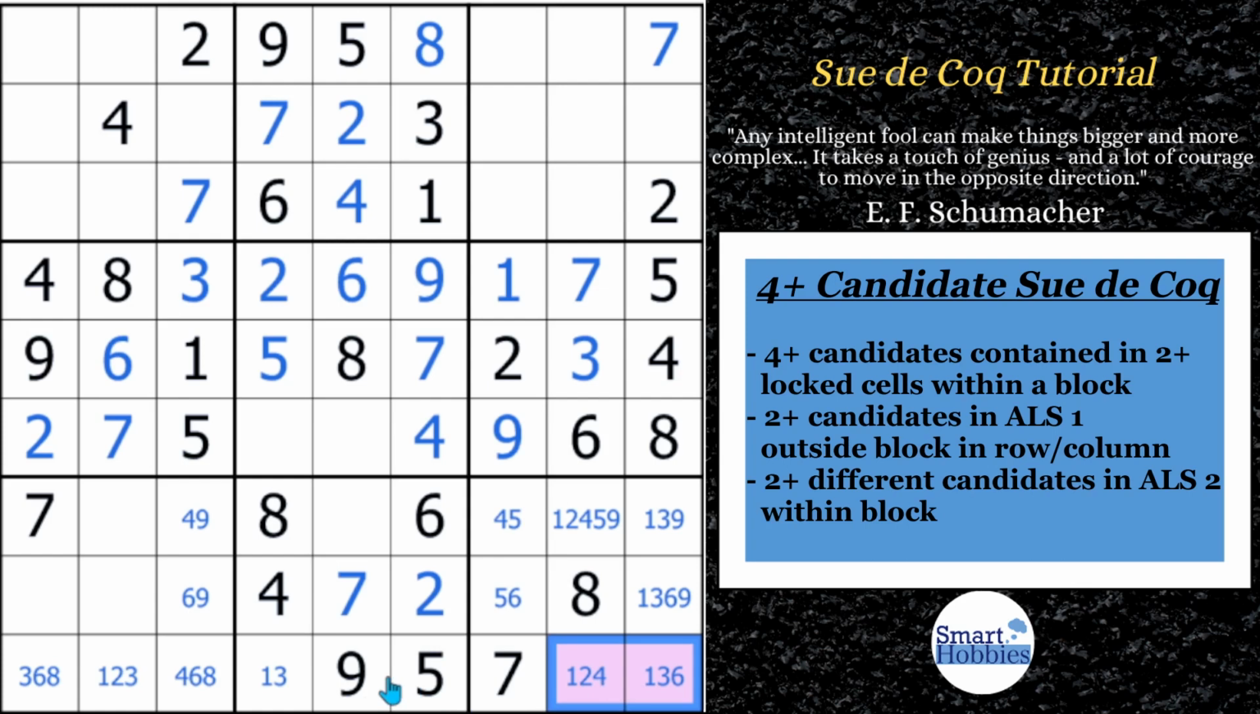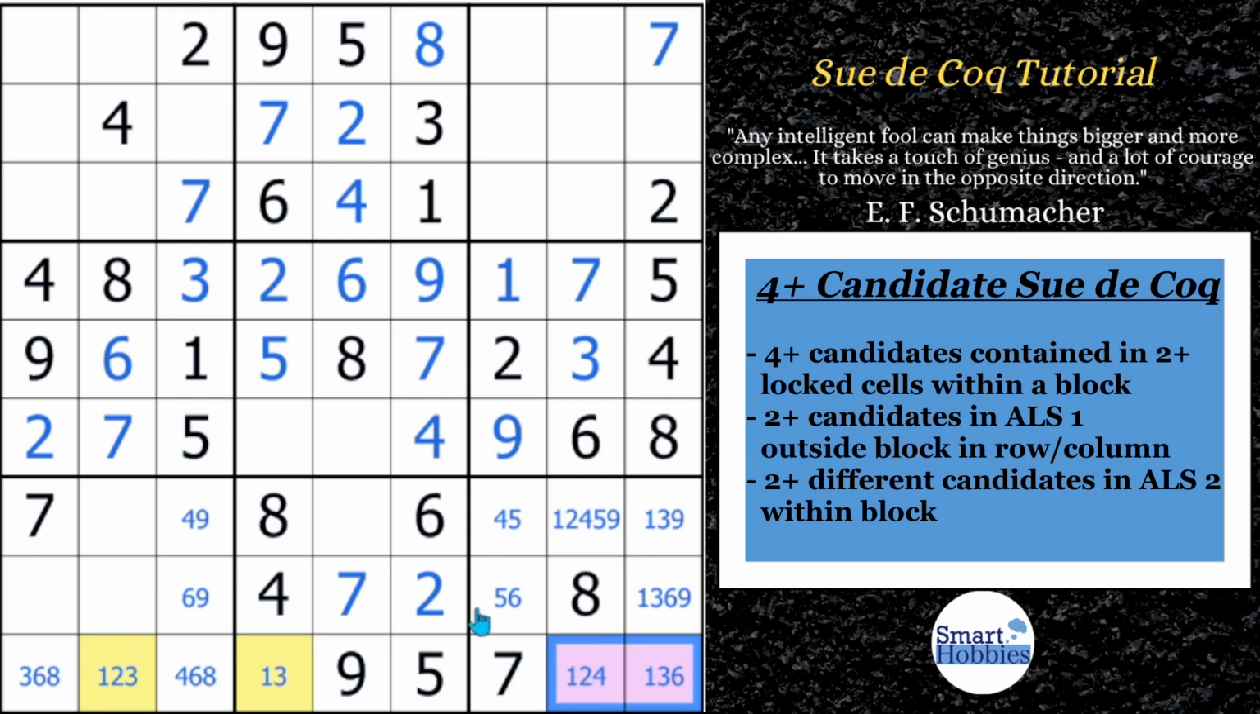So the definition of an almost locked set is for the number of cells you have, you have one additional candidate. So if you look right here, 1, 2, 3, 4, 6, I have a 1, 3 right there, and I have a 1, 2, 3 right here. This is an almost locked set in the yellow, because there are 3 candidates, 1, 2, and 3, in 2 cells. Okay? And are these 3 candidates in there? And the answer is yes, they are.